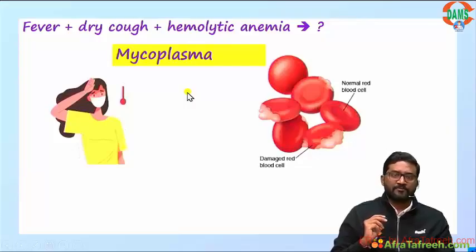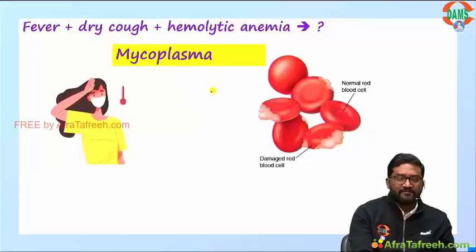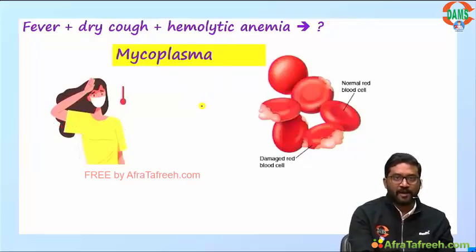Mycoplasma can trigger cold agglutinins in the body, and it can cause hemolytic anemia. And what is the treatment? What is the drug of choice for mycoplasma? It is macrolide.